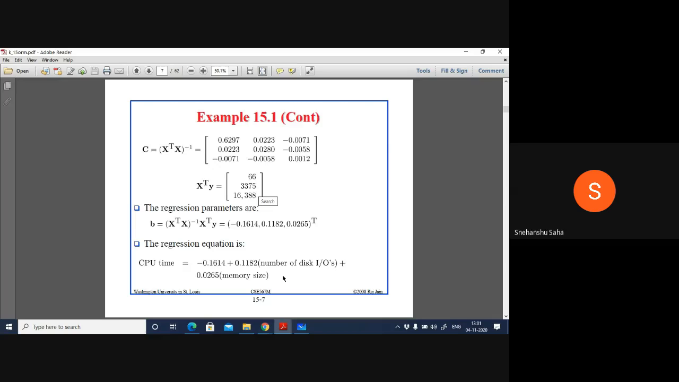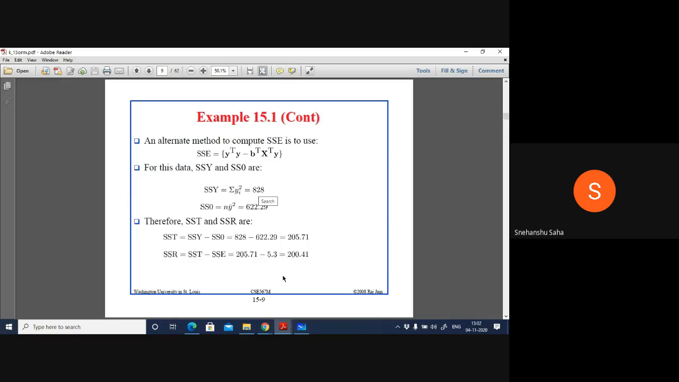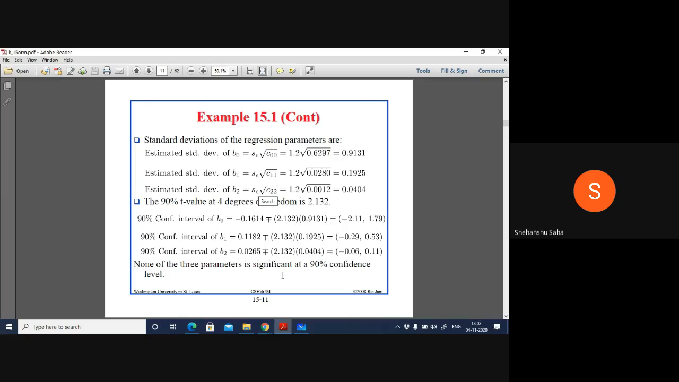So if you look at the confidence intervals, for the same data, now we are computing the 90% confidence interval of all the three coefficients that we estimated. The 90% confidence interval for beta naught is from minus to plus. The 90% confidence interval for beta 1 is from minus to plus. And the 90% confidence interval for beta 2 is also from minus to plus. Meaning what? With 90% confidence, I cannot say anything about the correctness of the estimated coefficient values.